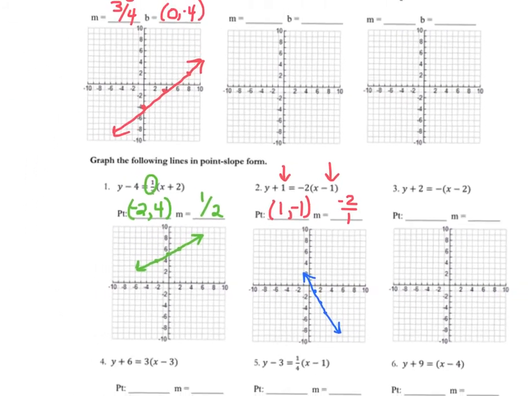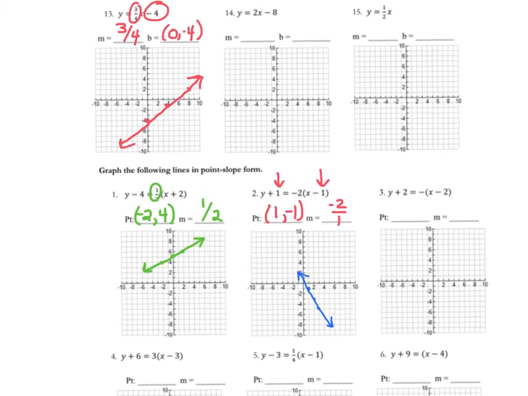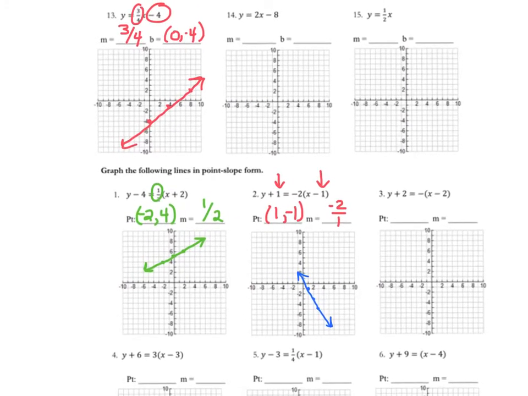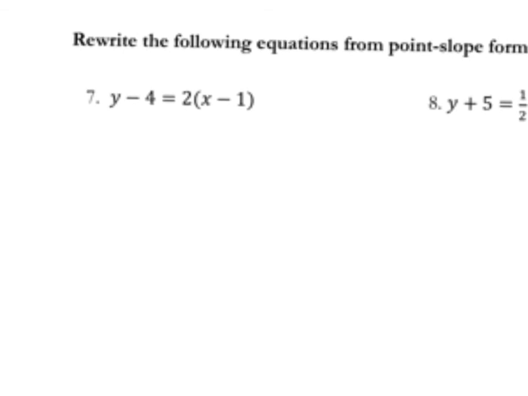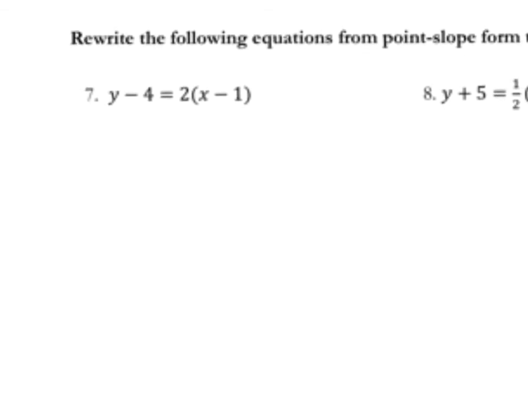Beautiful. Alrighty, guys. The last page of your notes is just rewriting into slope-intercept form. I'm going to talk about that for a minute, and then we'll be good to go. Like I said, last example here. So again, this is just rewriting into slope-intercept form, which means get y by itself. That's all it really means. So that's exactly what I'm going to do.